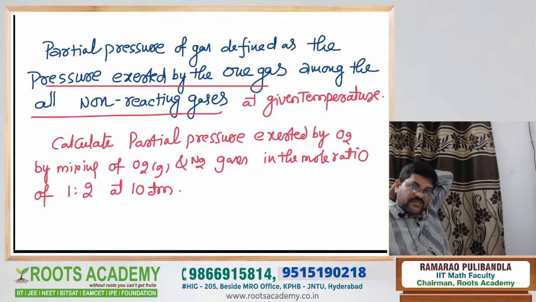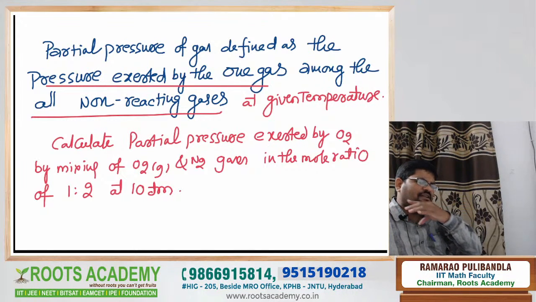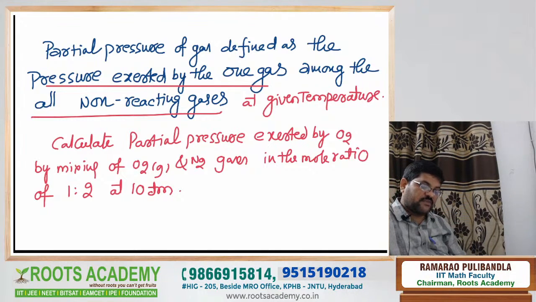Repeat once again. In the IPE paper, difficult questions are not given in objective questions; simple questions are given. Calculate the partial pressure exerted by O2 gas by mixing O2 and N2 gases in the mole ratio of 1:2 at a pressure of 10 atmospheres. What do you write?